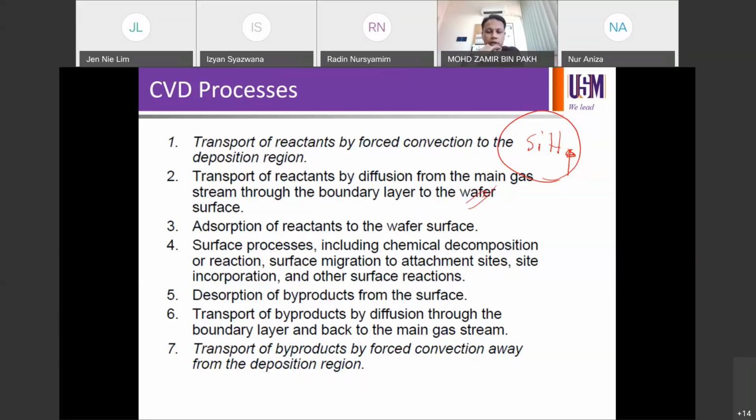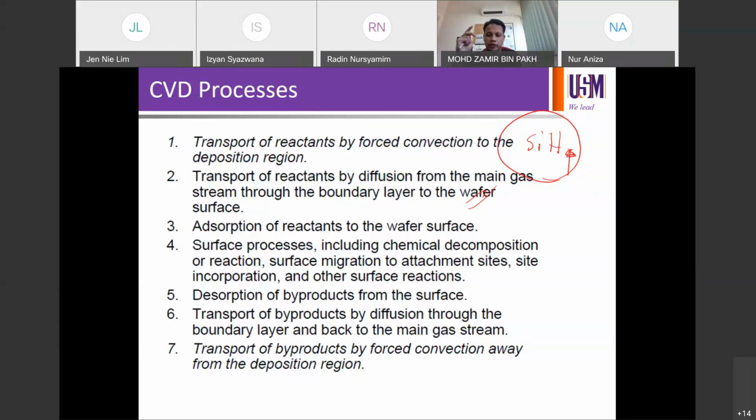Adsorption, not absorption, adsorption of reactants onto the wafer surface. Now it starts to be adsorbed before the actual reaction takes place. And then we have surface processes, including chemical decomposition of the silane during the reaction, and surface migration to the attachment site, meaning the sites on the silicon where they are going to settle down. Then site incorporation and other surface reactions. It depends on whether or not you have substrate temperature and so on.